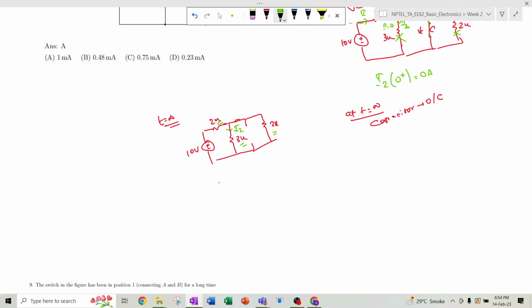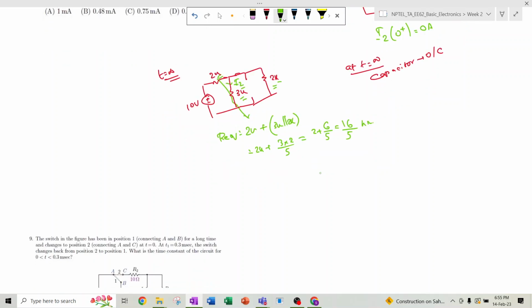Okay, so the equivalent resistance of this circuit is this 2k, plus these 3k and 2k which are in parallel. So 2k plus 3 into 2 divided by 3 plus 2, which is 5. So 2 plus 6 by 5, so it is 16 by 5 kilo ohm. So this is the equivalent resistance.